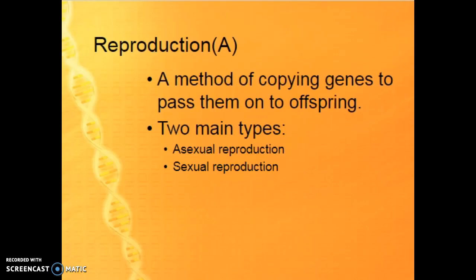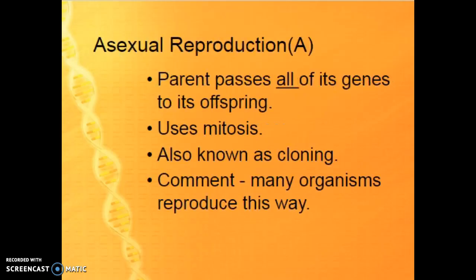Okay, when we define reproduction, we're talking about how we copy genes and pass them on to the next offspring. So when Mr. Hyatt says reproduction, this is what he's talking about. Nothing else, just how we copy genes. We organisms copy genes and pass them on to the next offspring. We've learned a ton about asexual reproduction already. That's basically mitosis, also known as cloning. There are quite a few organisms that reproduce asexually. One parent passes all of its genes on to its offspring.